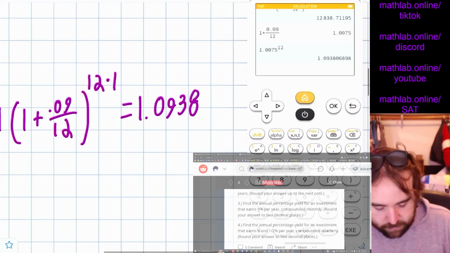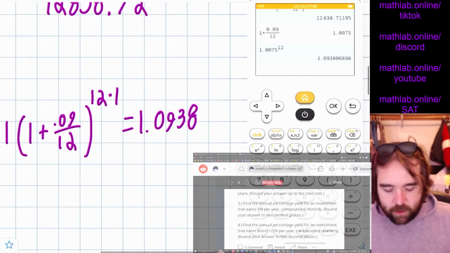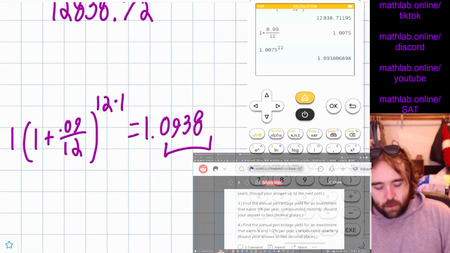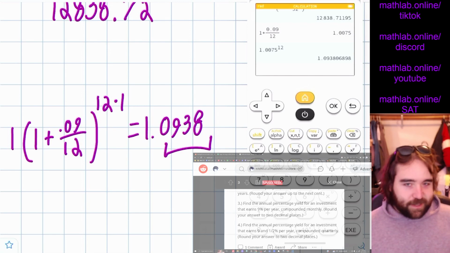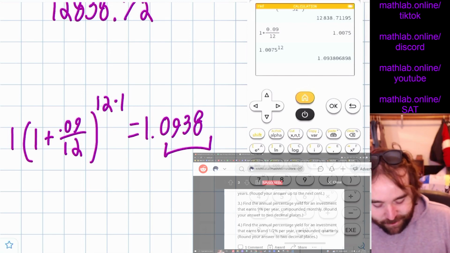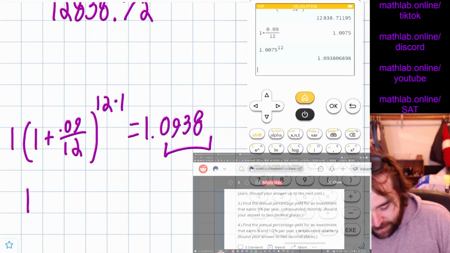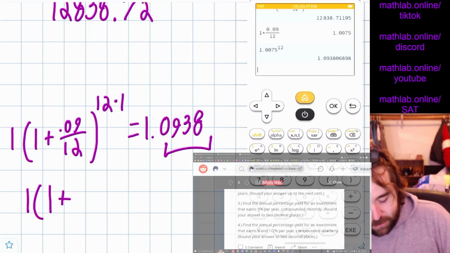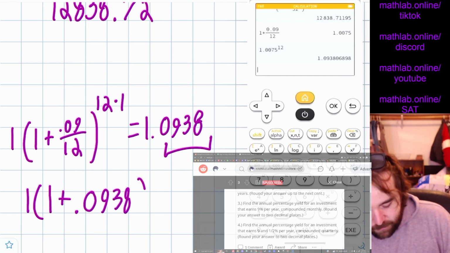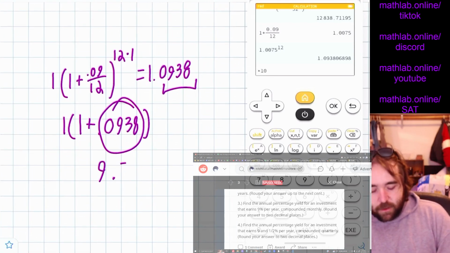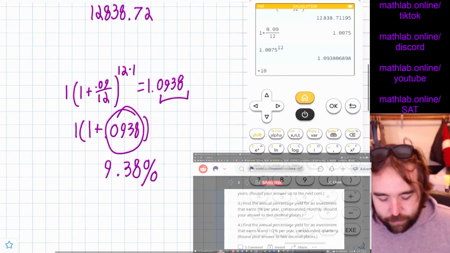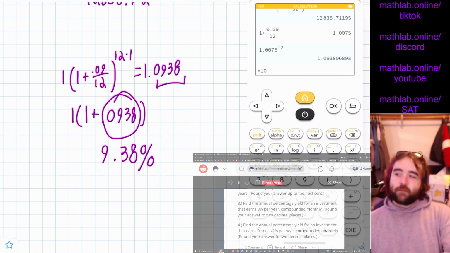Does it say to round up? No, just round to 2 decimal places. So if we're turning $1 into $1.09 plus the extra 3/8 cents, that's what really matters here. If we just consider this compounding once, we're multiplying by 1 plus 0.0938. So this is the actual percentage that we're getting, 9.38%. The reason it's more is because you're compounded monthly. You're doing that 9% multiple times.